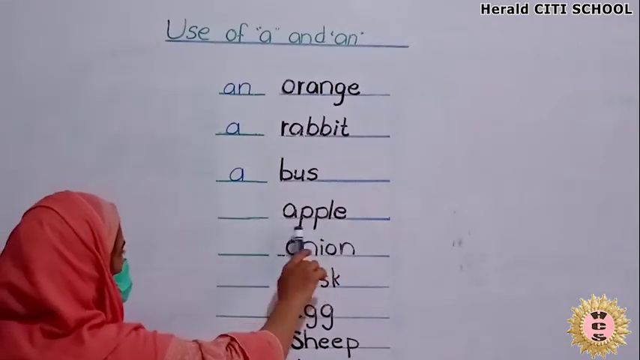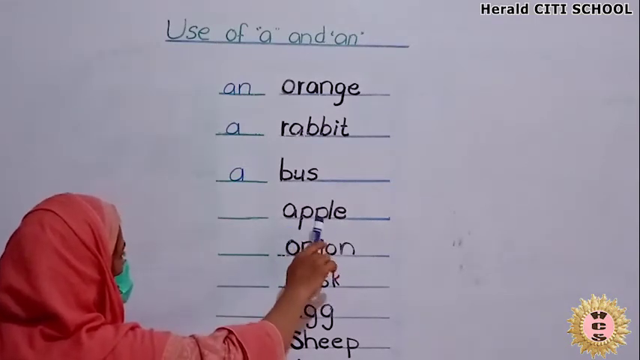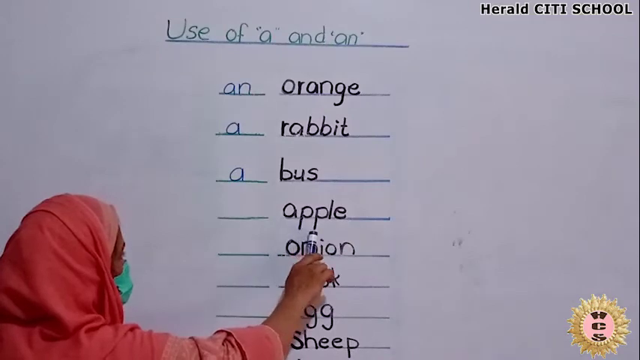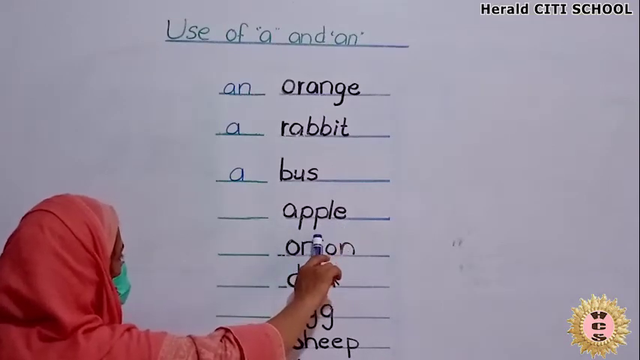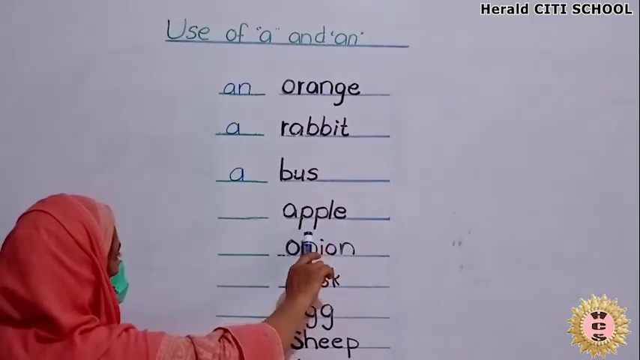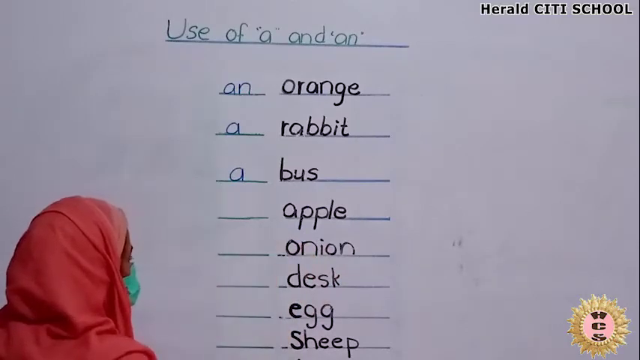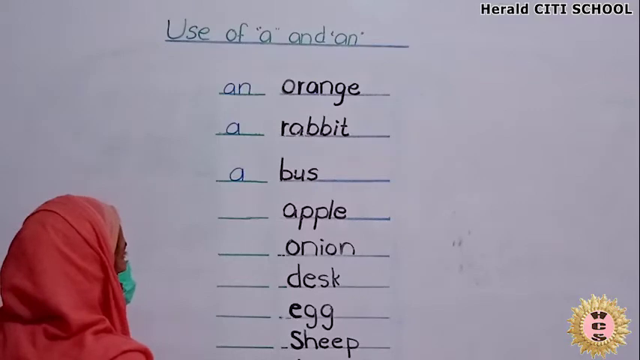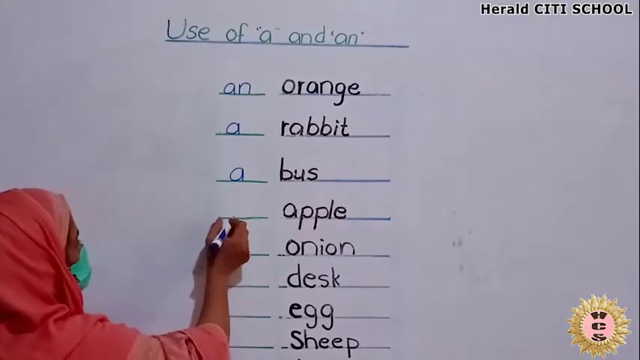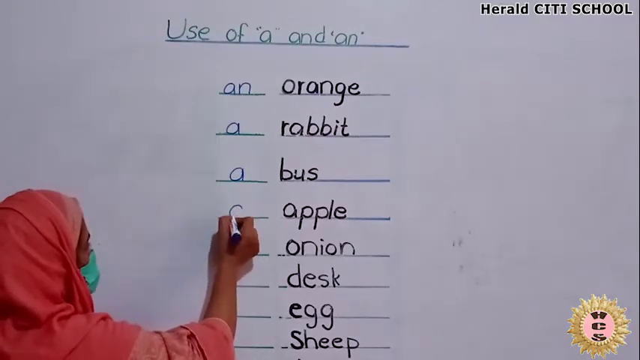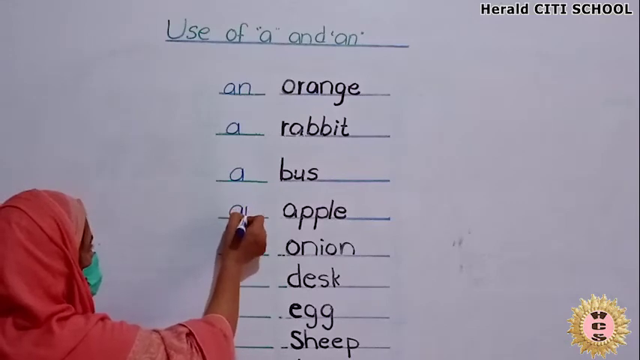This is apple. A-P-P-L-E. Apple. And this word starts with A. Children, is A a vowel or not? Yes, A is a vowel. So we will write here AN.